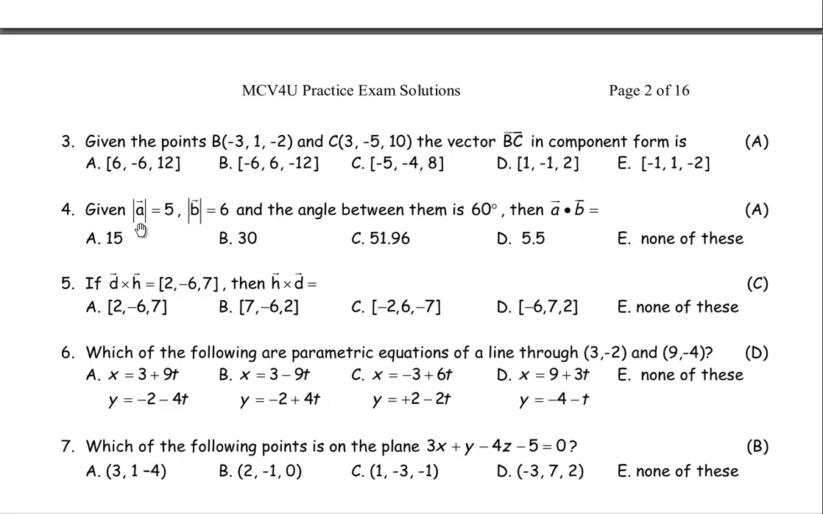For number 4, we're given the magnitude or length of vector A is 5, and the magnitude or length of vector B is 6, and the angle between them is 60 degrees. So to find A dot B, and there's two ways to find dot product. When you're given the magnitudes and the angle, it's the magnitude of A times the magnitude of B times the cosine of the 60 degrees. And so that's what the calculation would look like. It would be 5 times 6 times the cos of 60. Actually, the cos of 60 is exactly a half. So 5 times 6 is 30, and then a half of 30 is 15.